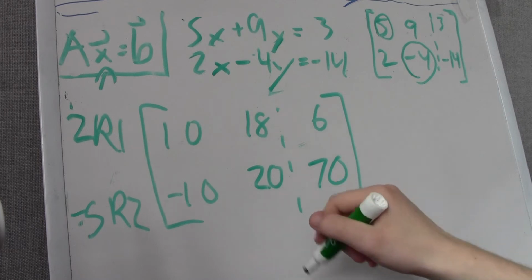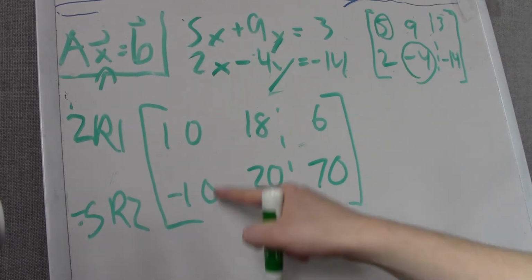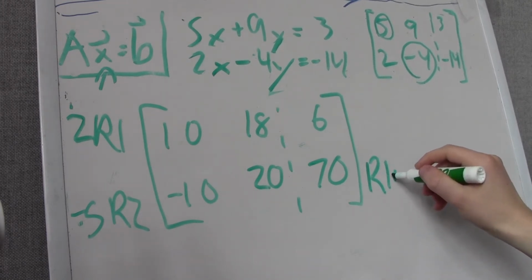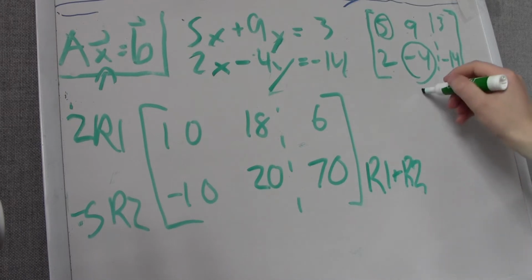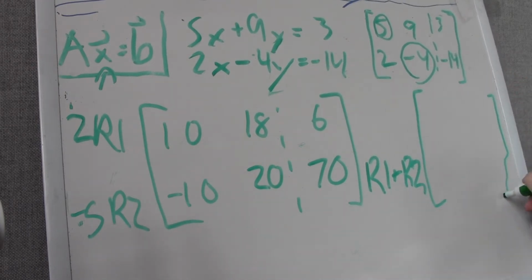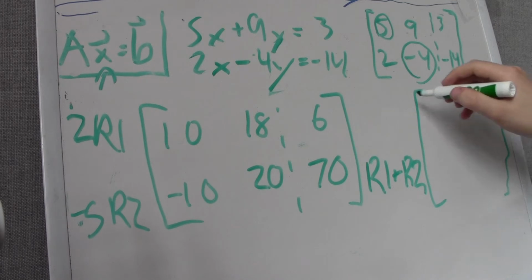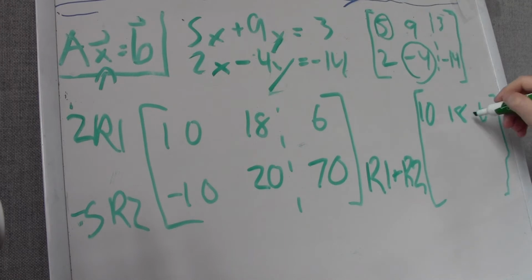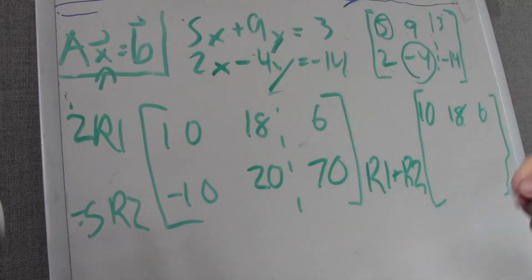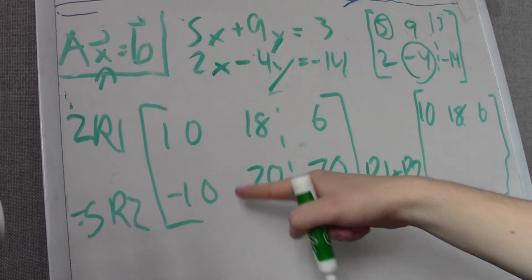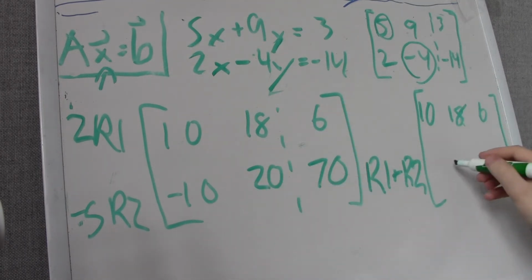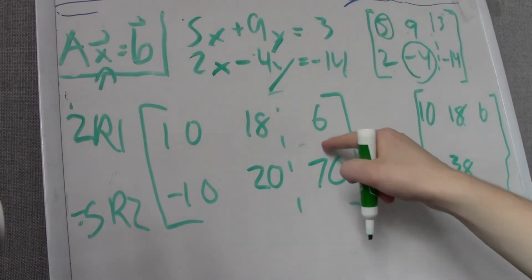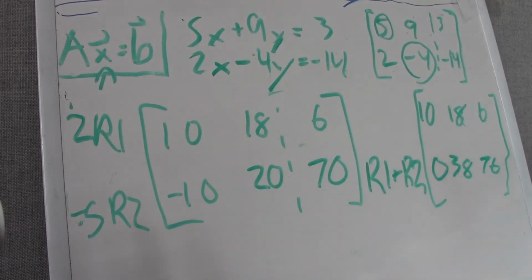Now we just add the rows. So we're trying to make this one 0, so we'll add both of them into the second row. So the second row equals row 1 plus row 2. Now, the first row doesn't change because we're not doing anything to it. So 10, 18, and 6. Second row, we're adding the first row to it. So 10 minus 10 is 0. 18 plus 20 is 38. And 6 plus 70 is 76.